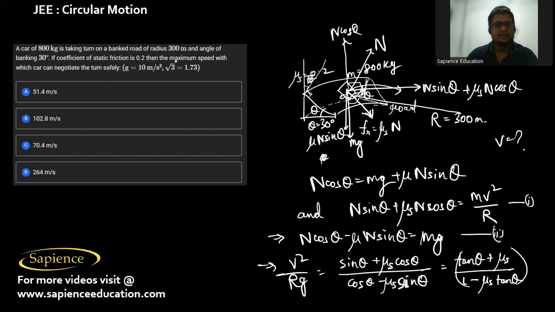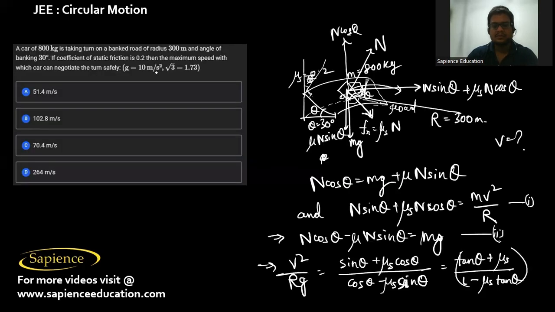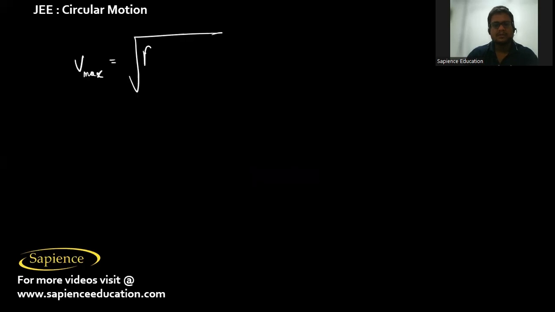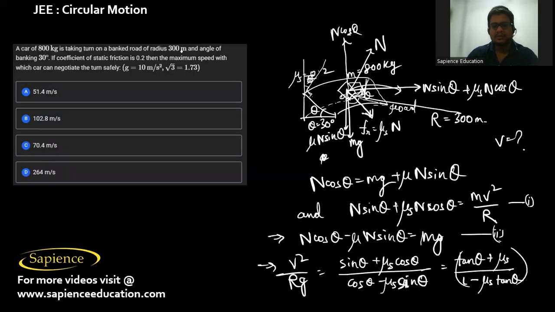So therefore v max, the maximum safe speed we have to find. Maximum safe speed will be equal to root over rg into tan theta plus mu s divided by 1 minus mu s tan theta.